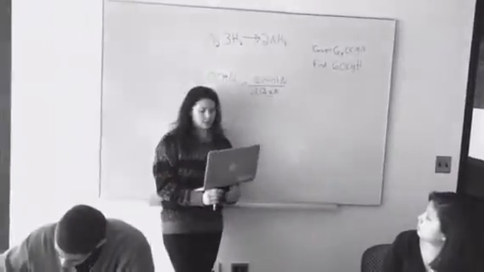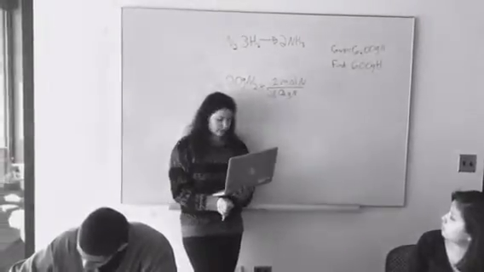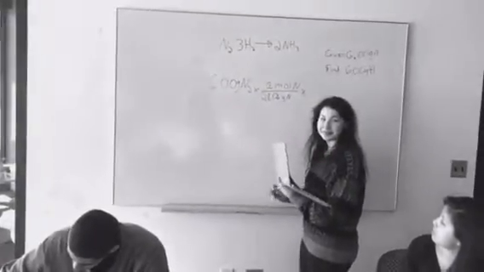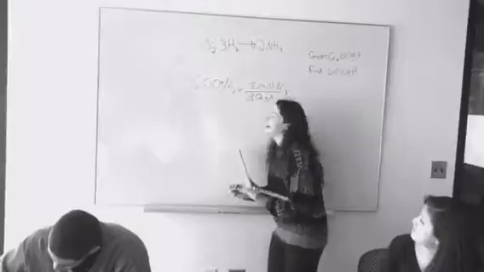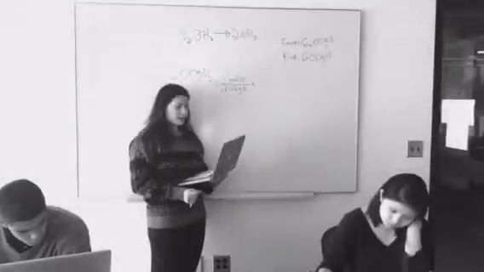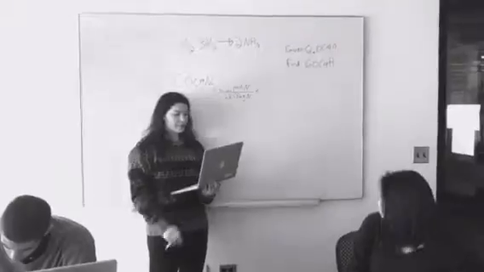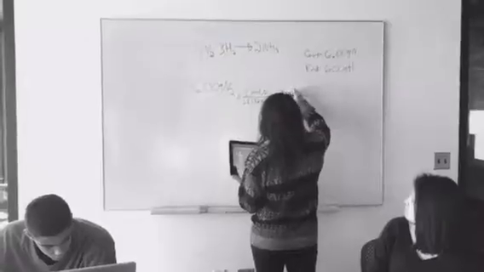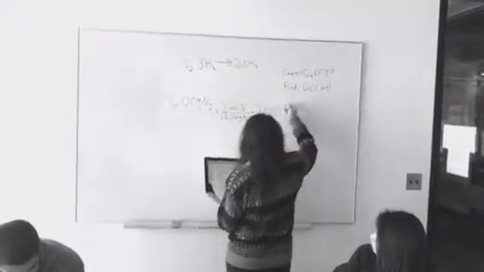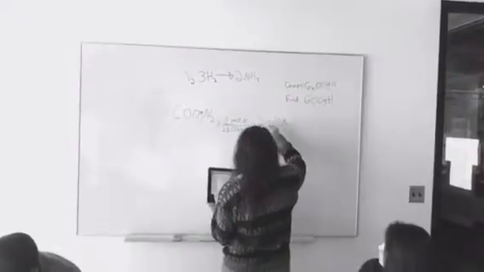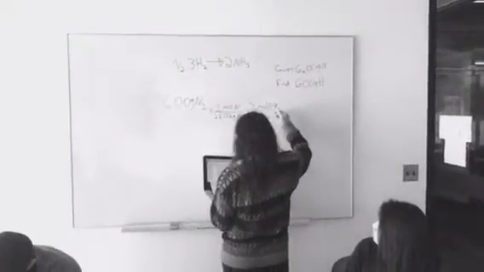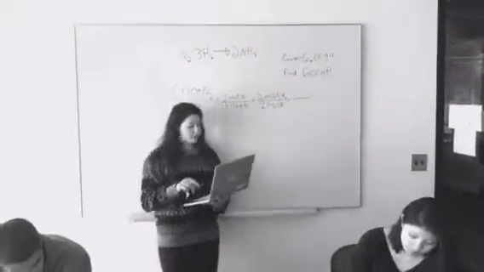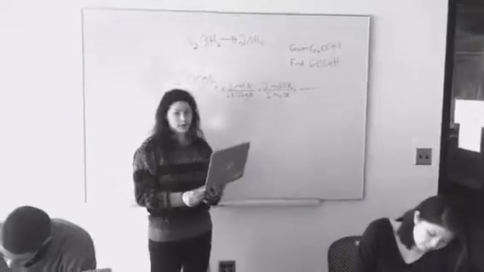We use the mole ratio to convert from moles given to moles found. Any questions? What's molar mass? Then we use the mole ratio to convert from moles given to moles found. Next, we convert moles found to grams found using the molar mass again.